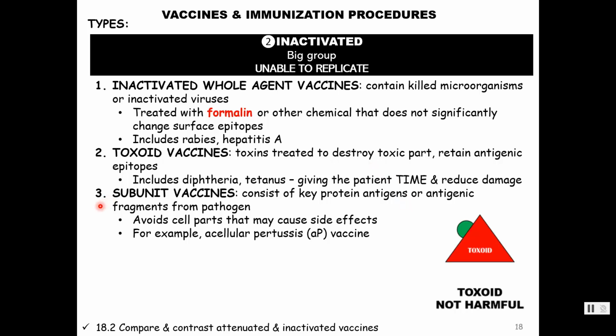The subunit vaccines are kind of what it sounds like: just a piece of the whole. We're going to have key protein antigens or antigenic fragments from a pathogen. This avoids cell parts that may cause particular side effects. An example is the acellular pertussis vaccine, because the whole cell, the inactivated whole agent, actually caused side effects. That would be a reason someone would use a subunit vaccine.